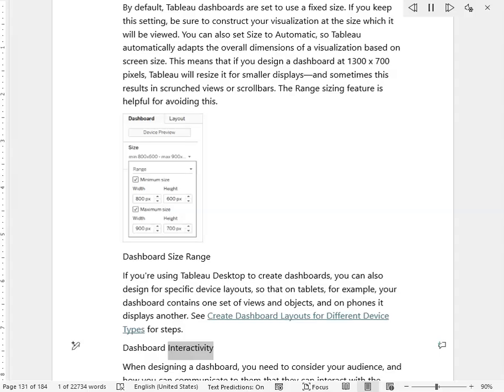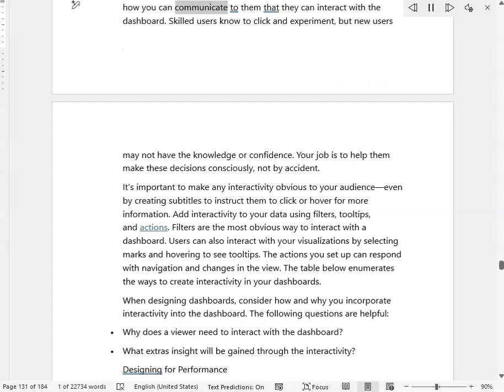Dashboard interactivity. When designing a dashboard, you need to consider your audience and how you can communicate to them that they can interact with the dashboard. Skilled users know to click and experiment, but new users may not have the knowledge or confidence. Your job is to help them make these decisions consciously, not by accident. It's important to make any interactivity obvious to your audience, even by creating subtitles to instruct them to click or hover for more information. Add interactivity to your data using filters, tooltips, and actions.